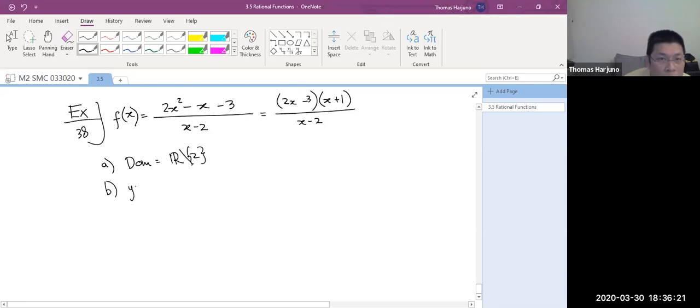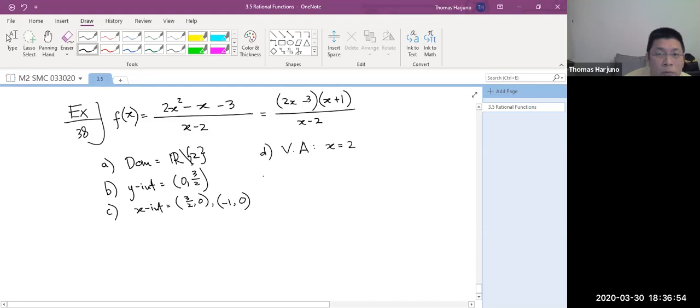The y-intercept is (0, 3/2). I hope I'm not too fast here. We did this many times already, right? And the x-intercepts are (3/2, 0) and (negative 1, 0). And then the vertical asymptote is x equals 2. Horizontal asymptote, there's none.